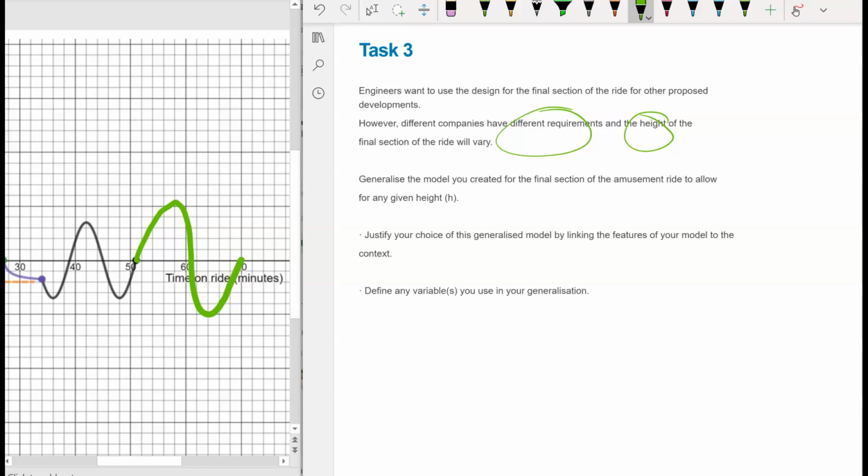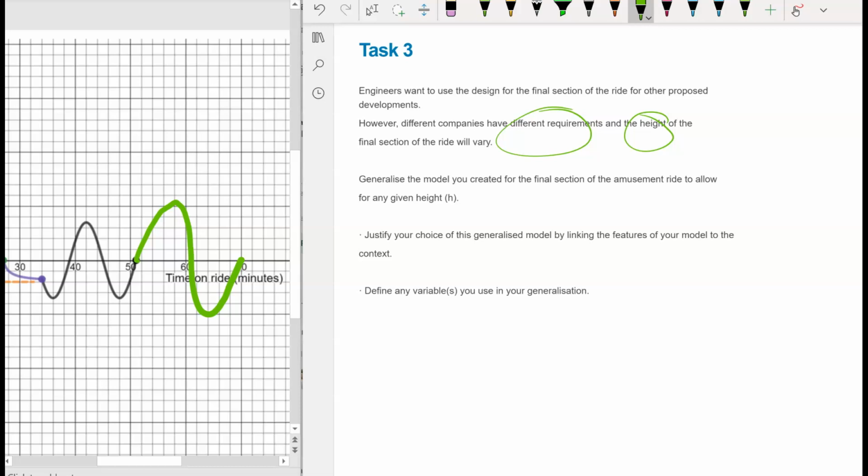What we need to do is generalize a model for the final section for any given amount of height. We need to justify the choice of the generalized model by linking features of the model to context, and then define any variables that are used within the generalized model. And in my view, hidden within justifying the choice of the model is a consideration of any assumptions that we needed to make our model work, and any limitations with the model, or any potential issues that could come up should it be used.